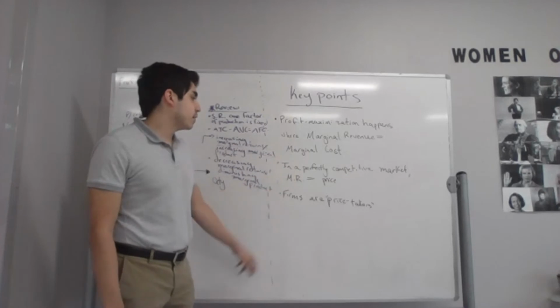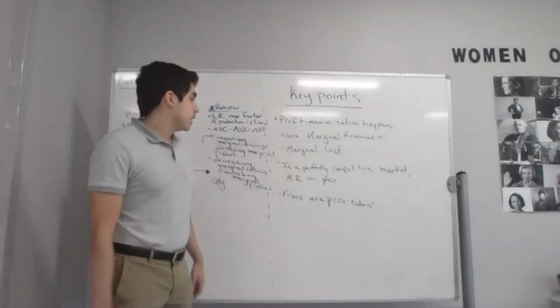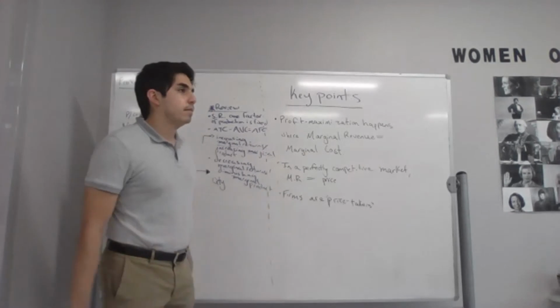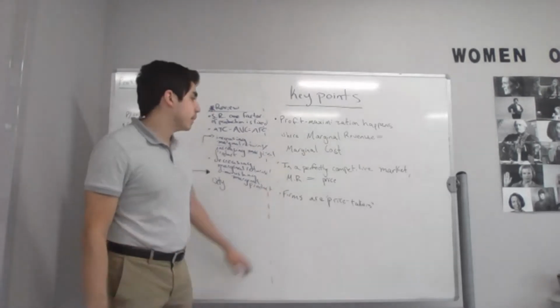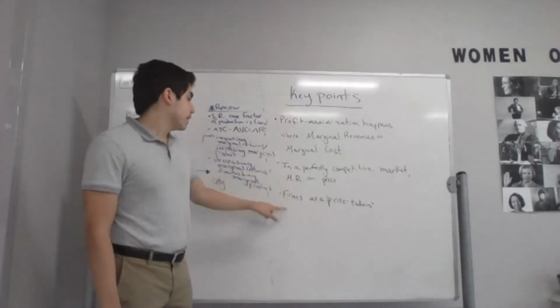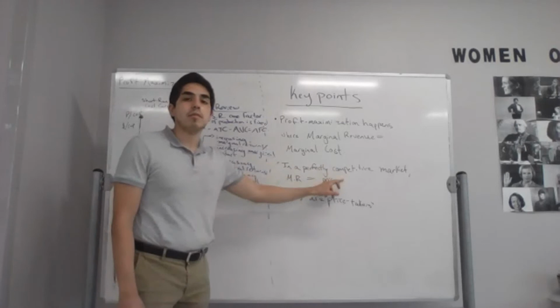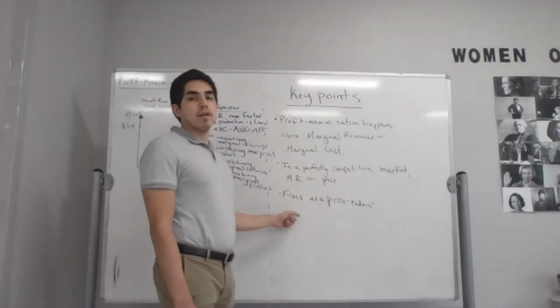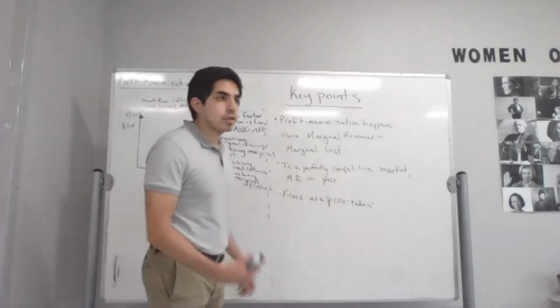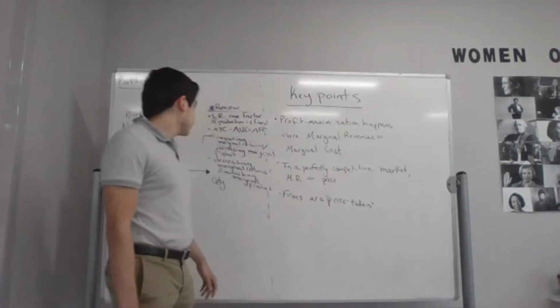In a perfectly competitive market, we're going to be wrestling with firms operating in a perfectly competitive market today. Marginal revenue is going to be the price. And then finally, firms are price takers in a perfectly competitive market. We'll talk more about perfect competition and the features and characteristics of perfect competition next week. Okay.